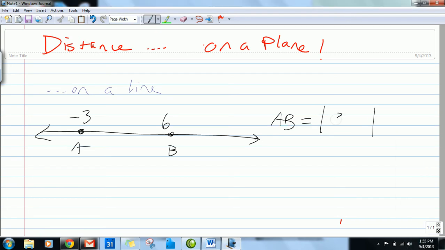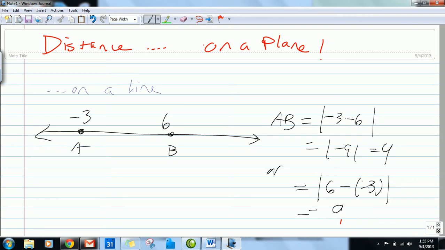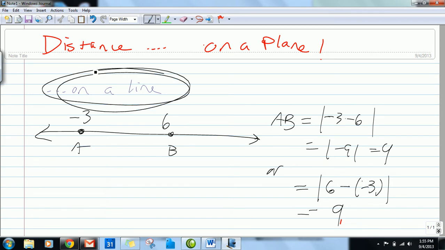So either -3 minus 6, which gives us the absolute value of -9, which is 9, or we could have switched the order: 6 minus -3 to give us the same 9. So since we're taking the absolute value, even though subtraction is not commutative, we can still get the same answer because we're taking the absolute value. All right, so we worked through that today. Distance between 2 points on a line, we use the absolute value of their differences.